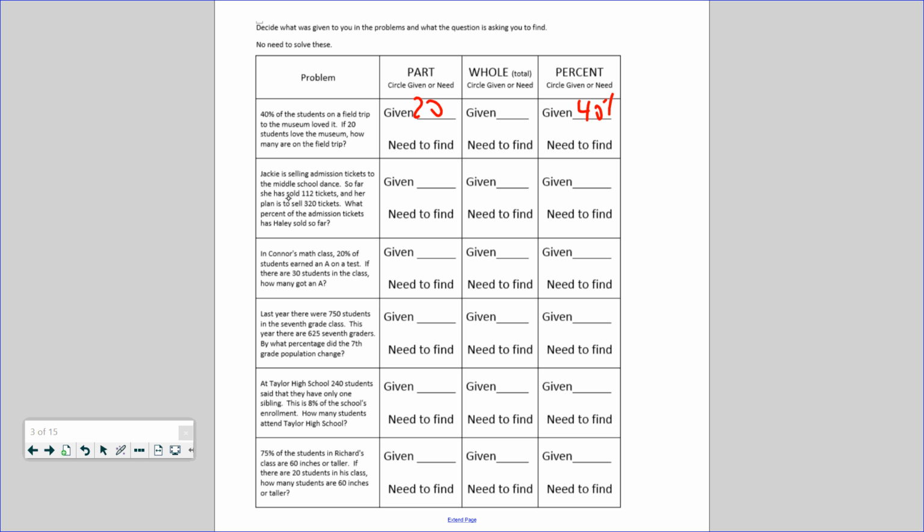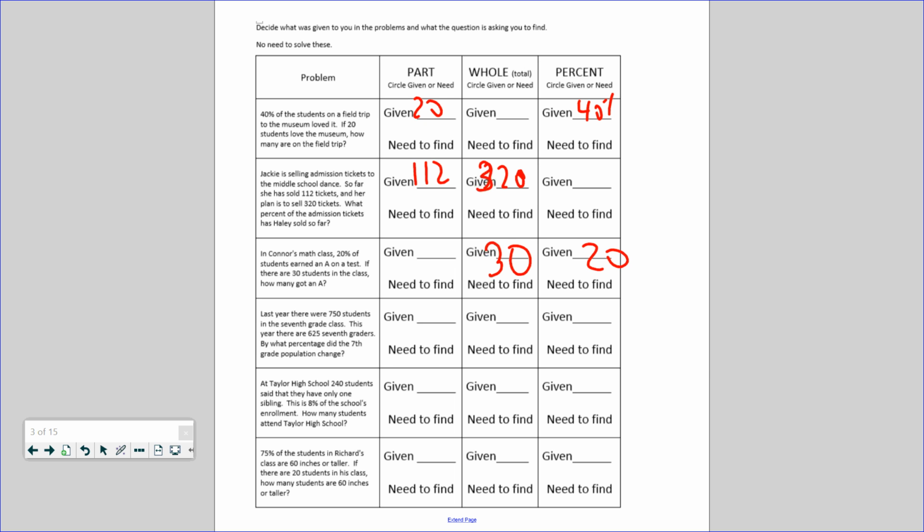So that goes here. Jackie is selling admission tickets to the middle school dance. So far, she has sold 112 tickets, and her plan is to sell 320 tickets. What percent of the admission tickets has she sold so far? What is the total number of tickets she needs to sell? 320. So she sold part of it, which is 112, and we need another percent. In Connor's math class, 20% of students earn an A. If there are 30 students in the class, how many got an A? So they gave us the percent, which is 20. There are 30 students in the class. That's the total number of kids, so that goes right here. We need to figure out what part got an A.